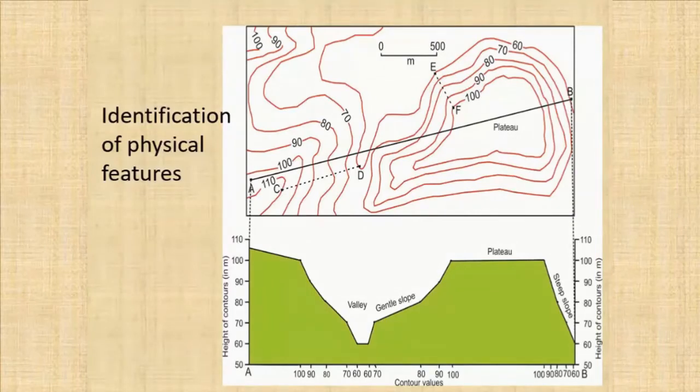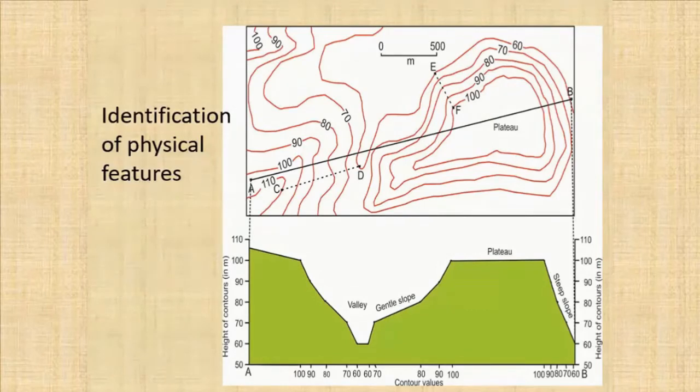The upper part of this figure is showing a contour map. So let us try to construct a topographical section of this map along the profile A to B. The figure below is showing a constructed topographic profile along AB. The horizontal axis contains the values of the contour, and the vertical axis showing the elevation above mean sea level. So after plotting the values of contours along both the horizontal and vertical axis, we get this topographical profile.